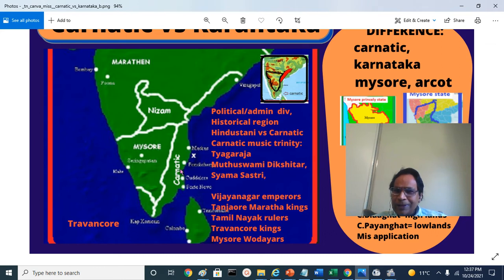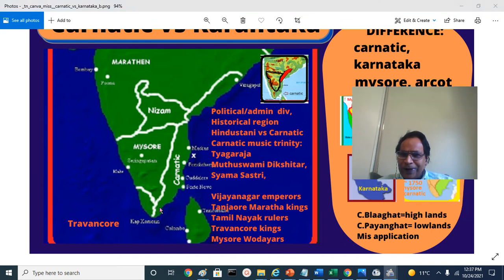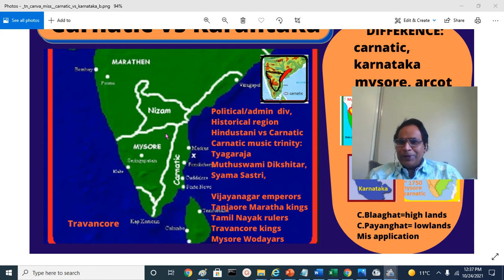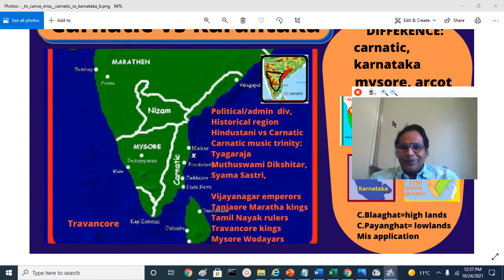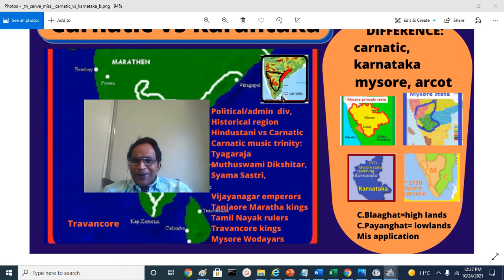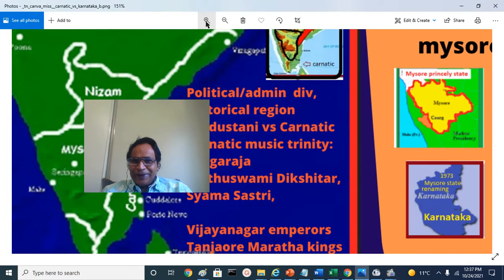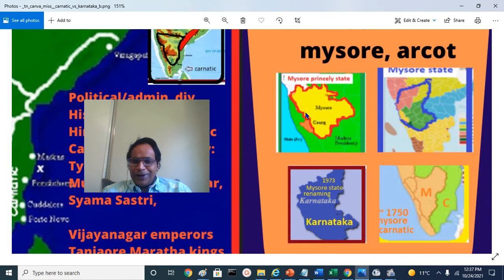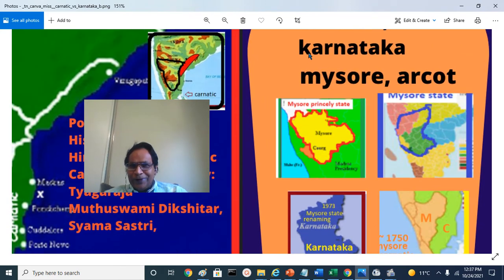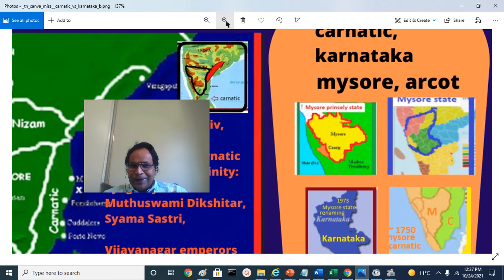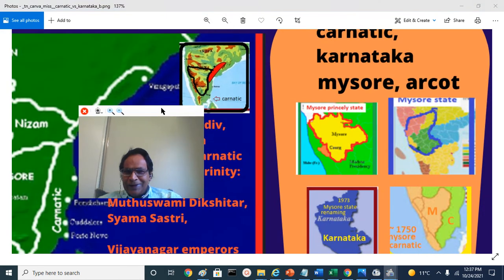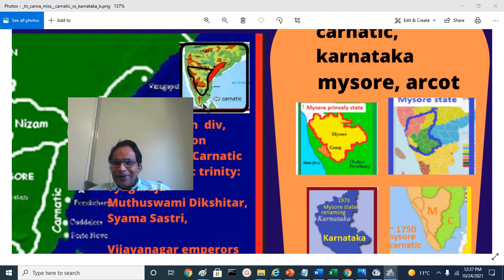Maratha Carnatic is essentially the Payanghat region, the lowlands. Whereas Mughal Carnatic, previously Bijapur Carnatic, was the upland region, all these regions Carnatic. So now let's see the exact difference, what it means, because things get a little more complicated and also confusing. Let's cut through it and separate the signal from the noise.